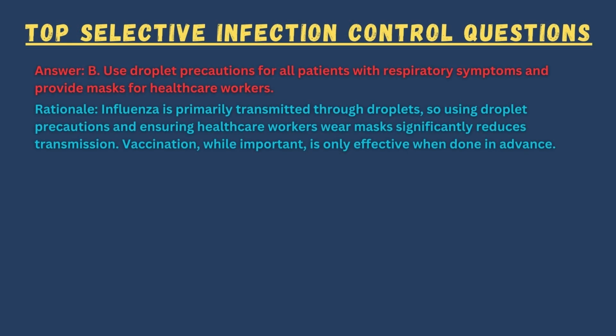Answer: B. Use droplet precautions for all patients with respiratory symptoms and provide masks for healthcare workers. Rationale: influenza is primarily transmitted through droplets, so using droplet precautions and ensuring healthcare workers wear masks significantly reduces transmission. Vaccination, while important, is only effective when done in advance.